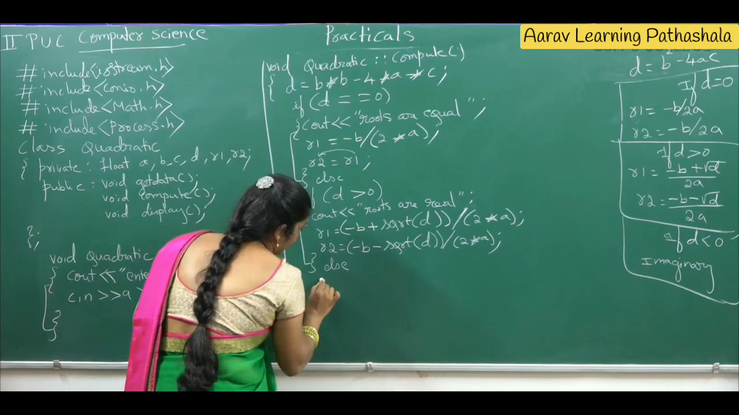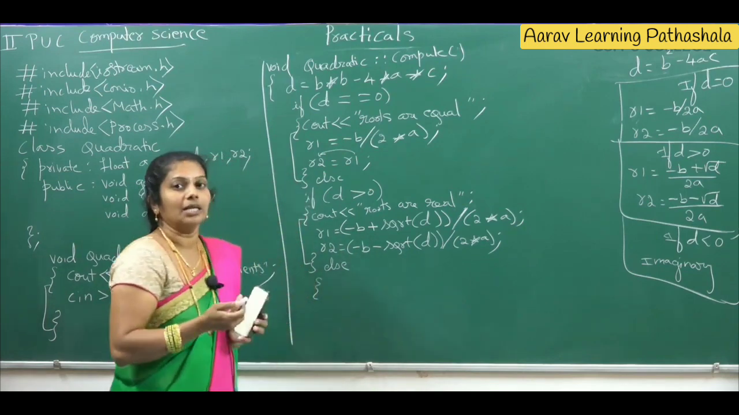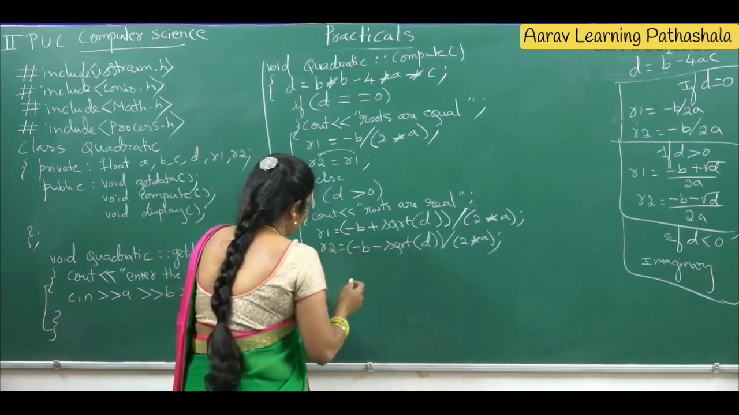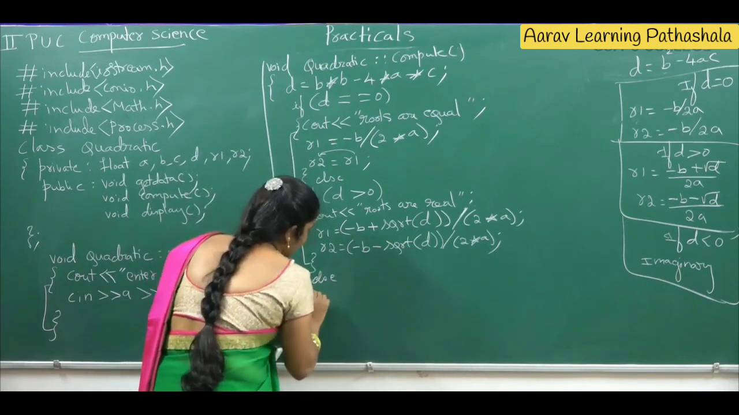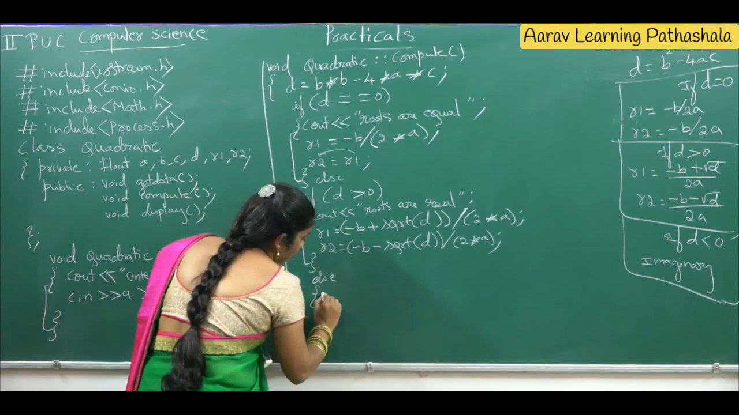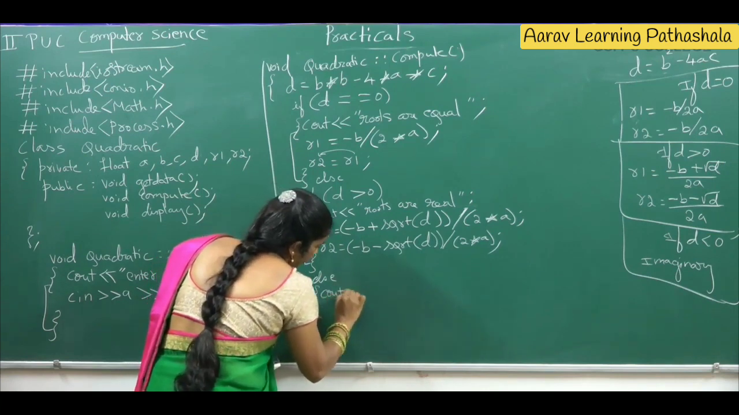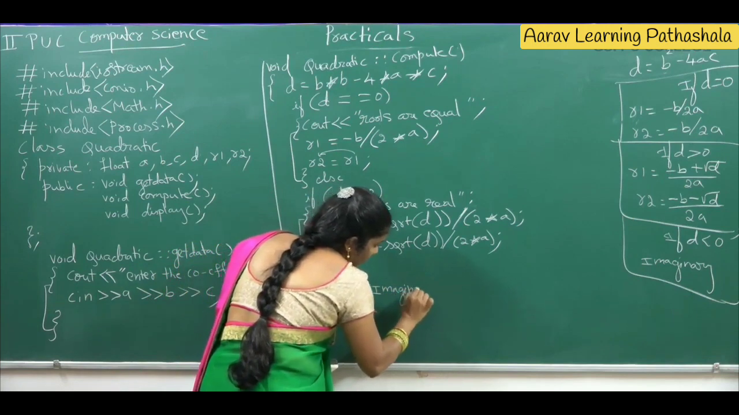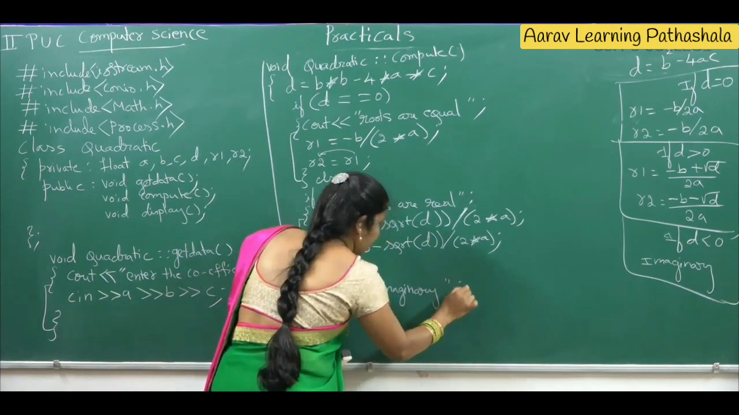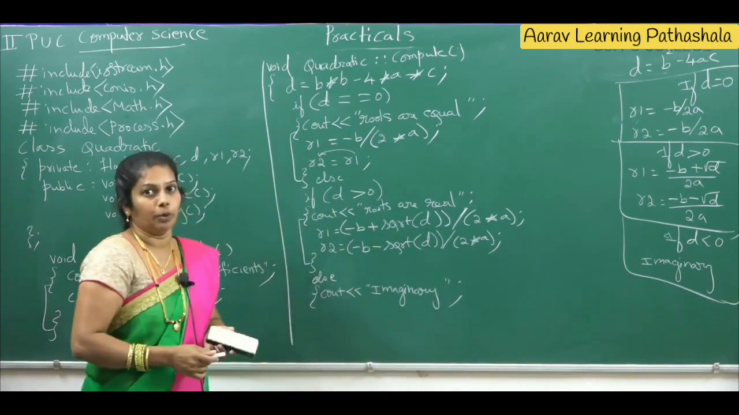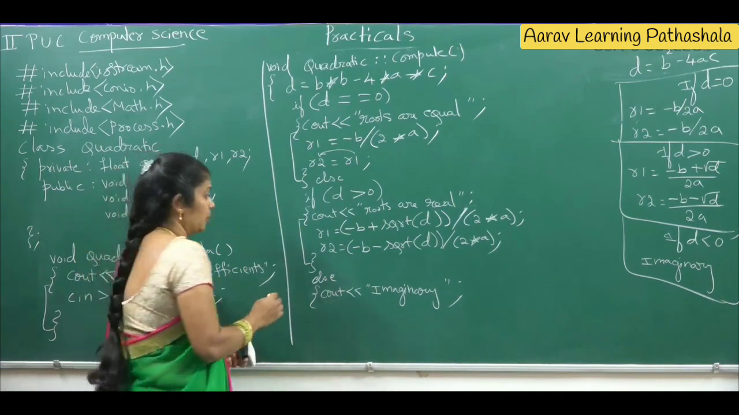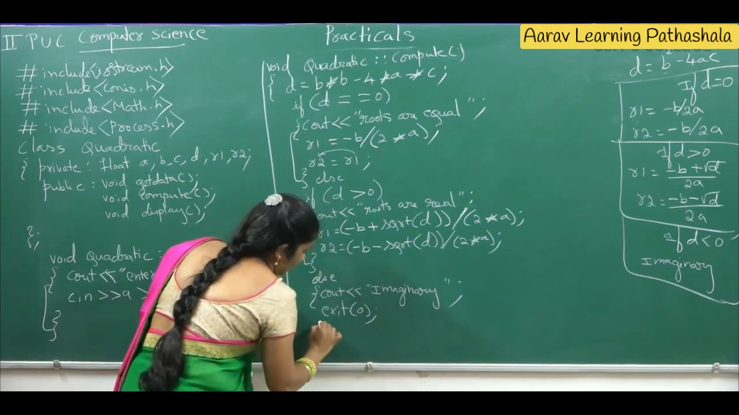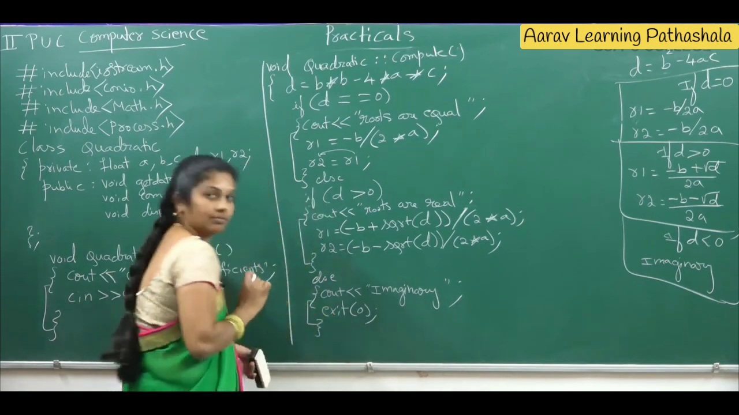What is the else part here we have? Both roots are imaginary. Here write else, open the bracket, write cout imaginary. Then no need to process further. It has to come out from the program. For that we use the exit function. Then close this else part.